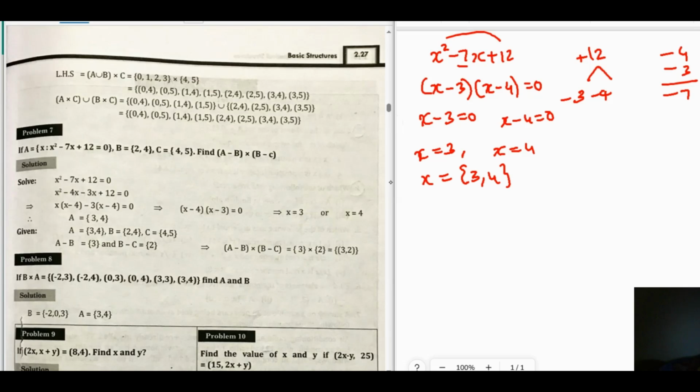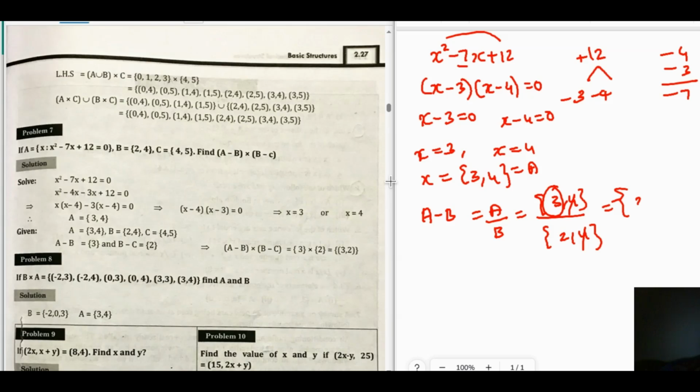So this way you will be finding the value for a, b, and c they have given. Then you have to find a minus b. A minus b is a by b. What is a they have given? A we got it 3 comma 4. This value what we got is a. Then divided by b is 2 comma 4. So what happened? 4 and 4 get cancelled. What is remaining in the numerator will be the answer, that is your 3.